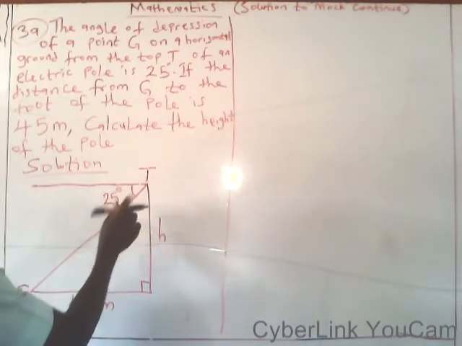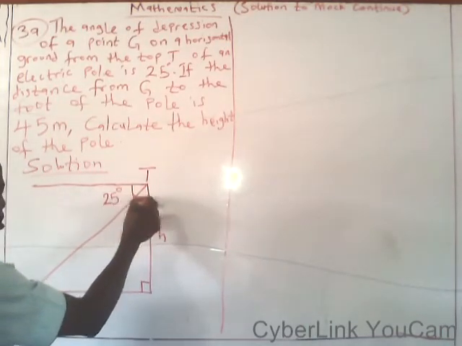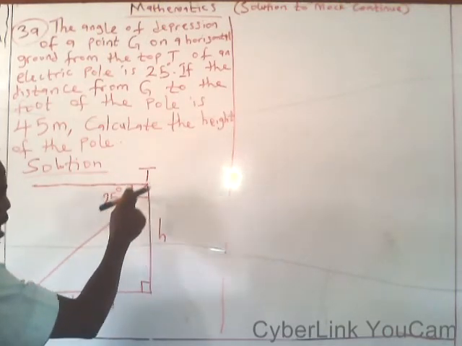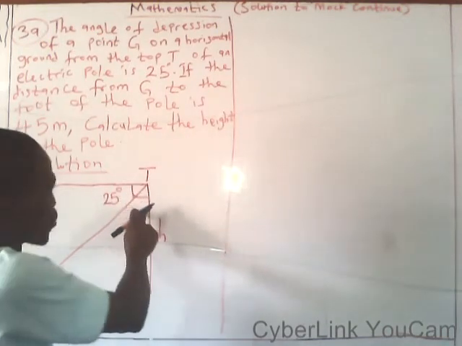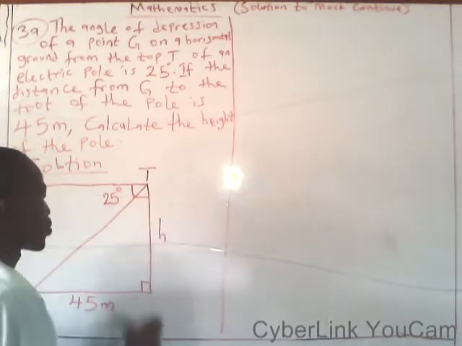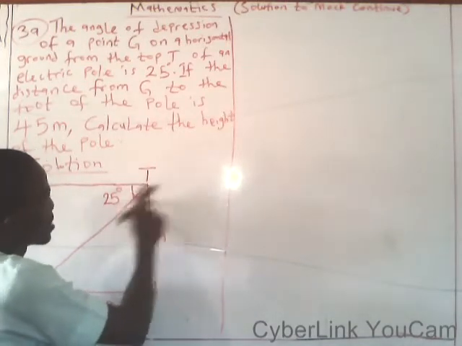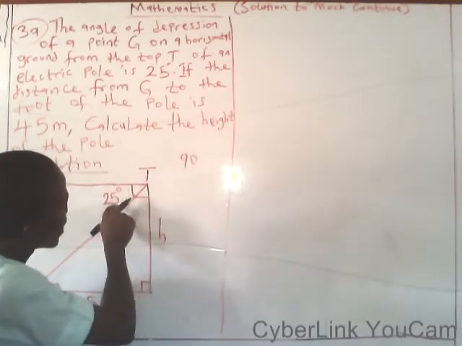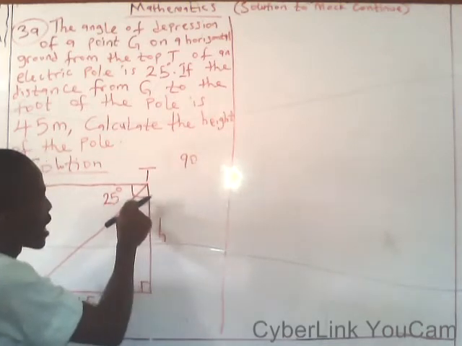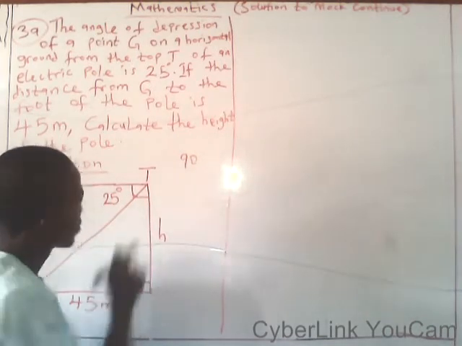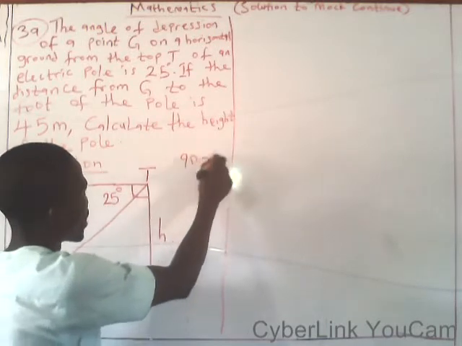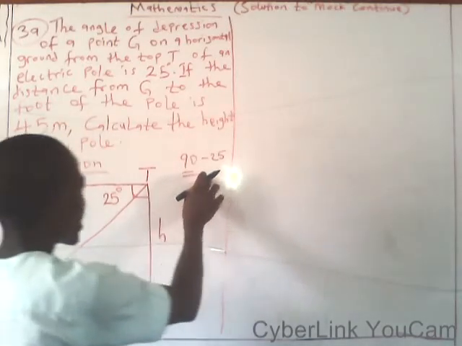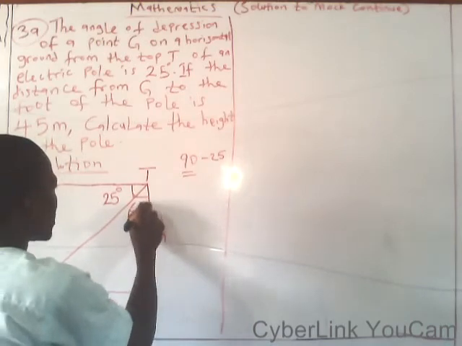There is something in mathematics. Here this is 90 degrees. If this place is 25 degrees, what is this angle inside the right angle triangle that we have here? What is going to be this angle at the top here? We all know that the angle is 90 degrees. In that case, we are going to subtract 25 from 90 degrees to have this particular angle. 90 degrees minus 25 is going to give us 65 degrees.